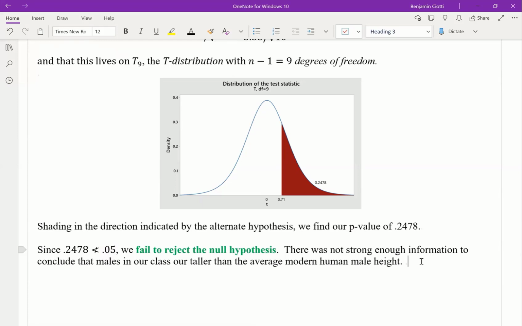Does this mean that it's not true that males in our class are taller than the global average? No, it does not mean that. In fact, FYI, I went and computed the average height of the males in our class, and it is taller than the global average. We just weren't able to prove that using this particular sample of 10 students.